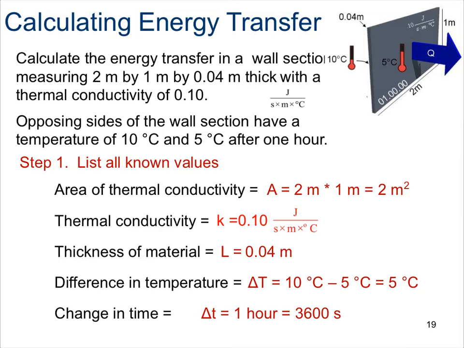So again, step 1, take a look at that problem and let's list out all of our known values. We know that the area of thermal conductivity is length times width, so 2 meters times 1 meter, which is 2 meters squared. Thermal conductivity that was given to us was 0.10. The thickness of the material was 0.04. The change in temperature, we're going from 10 degrees to 5 degrees, so that's a change in temperature of 5 degrees Celsius. And then in our change in time, we need to convert that 1 hour to seconds, so 60 times 60 is 3,600 seconds.